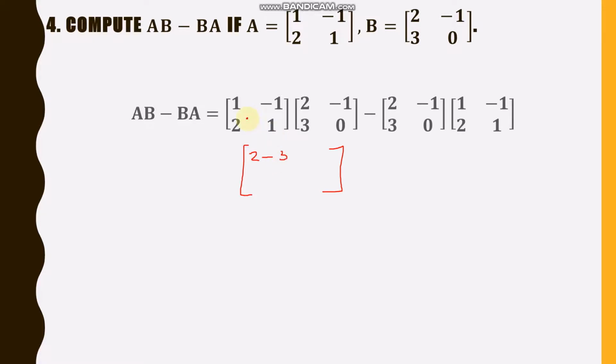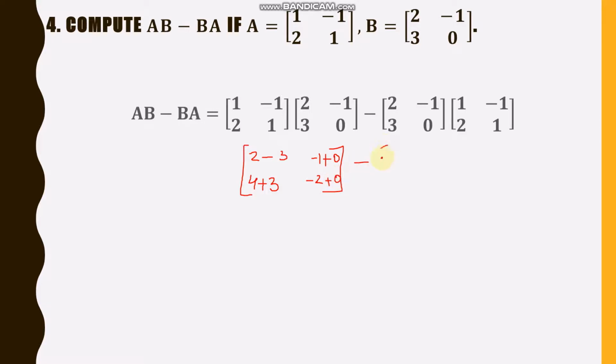Then multiply the first row with the second column. So it will be minus 1 plus 0, since minus 1 into 0 will be 0. Then 2 multiplied by 2 is 4, and 1 multiplied by 3 will be 3. Then multiply the second row with the second column. So 2 multiplied by minus 1 will be minus 2 and 1 multiplied by 0 will be 0.